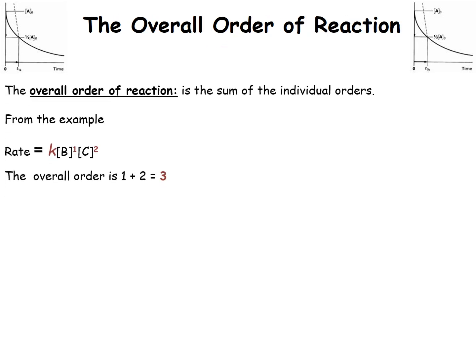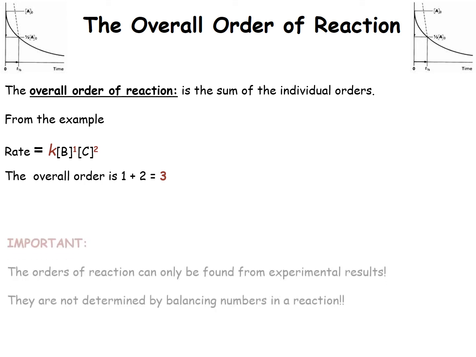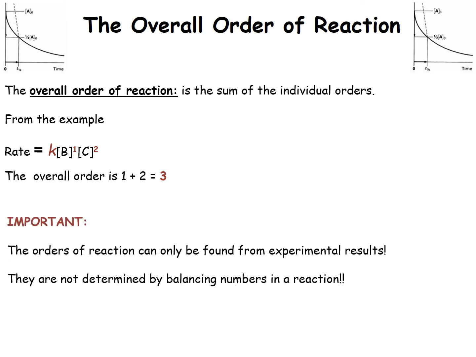So the overall order is the sum of the individual orders. So the overall order of this whole reaction is 3. We just add them up. The orders of reaction can be found from experimental results only. They can't be determined by balancing the numbers in a reaction. So you can only find them by doing experiments.